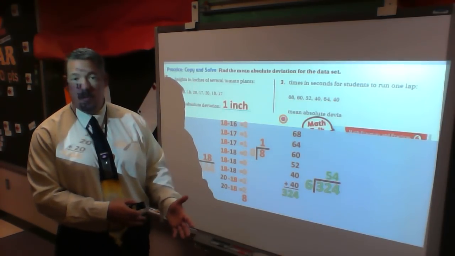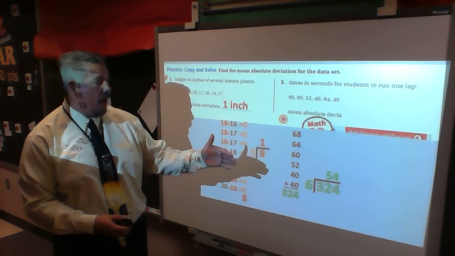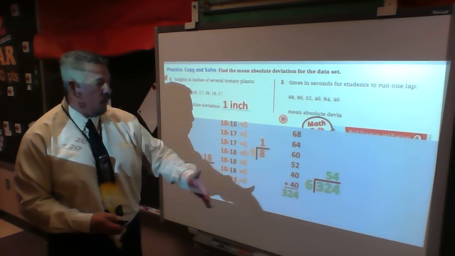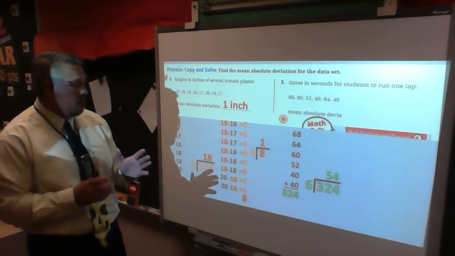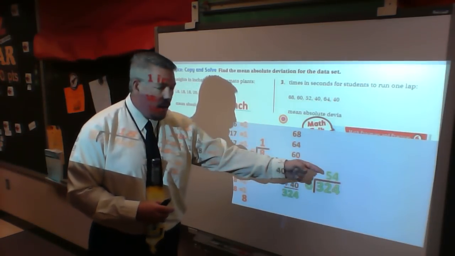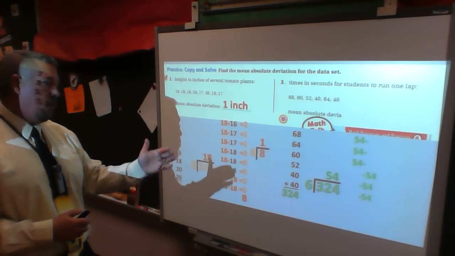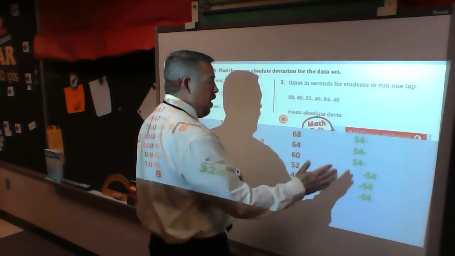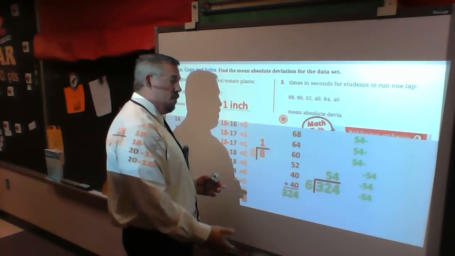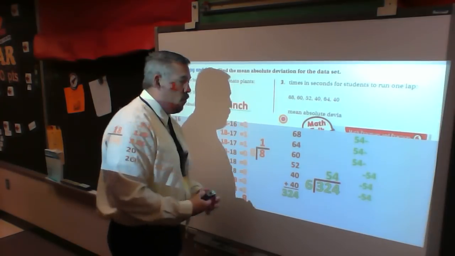That's not my mean absolute deviation, is it? Now I have to find, for each of these, the distance between the original value and the mean itself. So I'm going to have to take my 54 and subtract the smallest numbers, and for the larger numbers, I'm going to have to take the 54 from them.